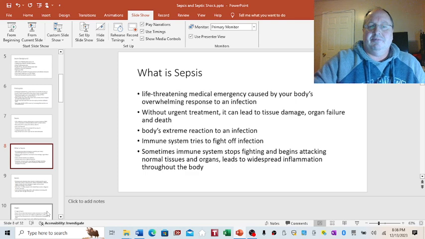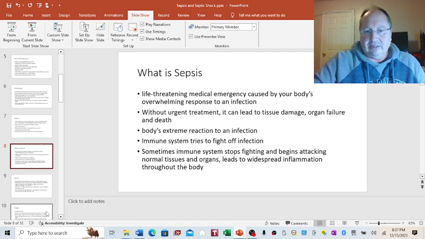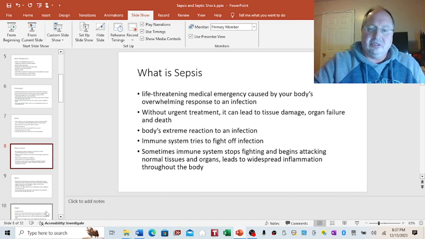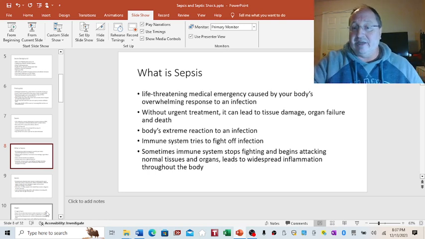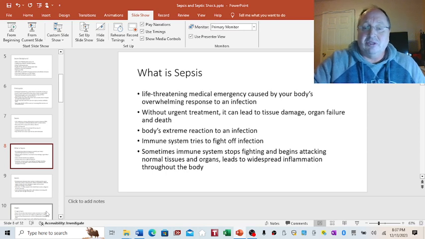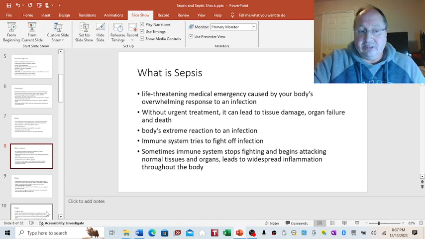So what is sepsis? Sepsis is a life-threatening medical emergency caused by your body's overwhelming response to an infection. Without urgent treatment, this is going to lead to tissue damage, organ failure, and death. Your body has an extreme reaction to the infection, so it's kind of an infection of the blood. The immune system is trying to fight it off, but it just can't. Pretty soon, it pretty much stops fighting and begins to attack the normal tissues and organs. This leads to widespread inflammation and septic shock.